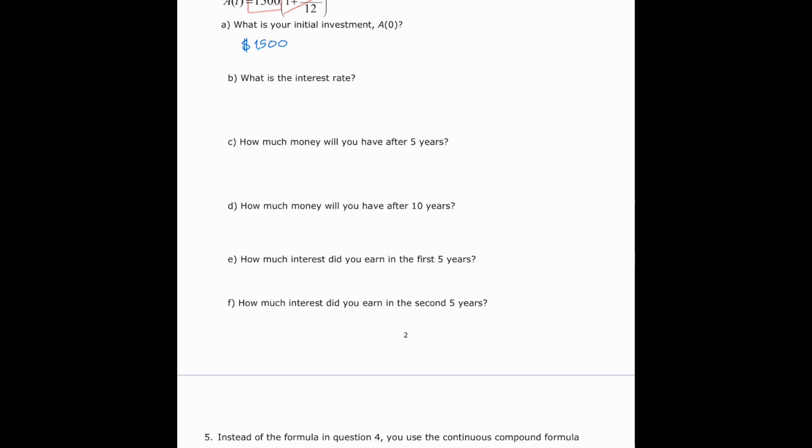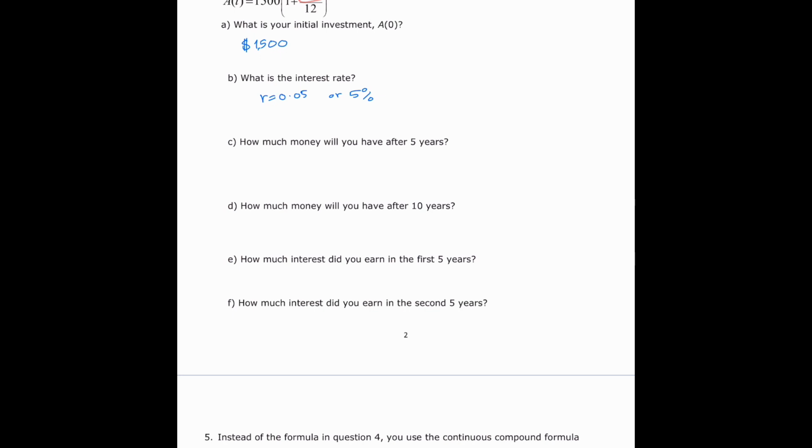What is the interest rate? So from the formula, you'll see that the interest rate is this amount, which is r equals 0.05, or 5% if you multiply that by 100.